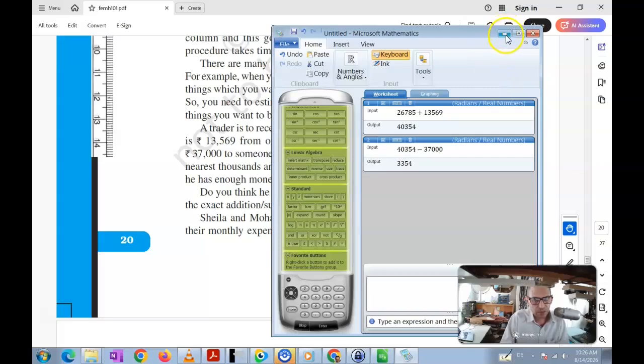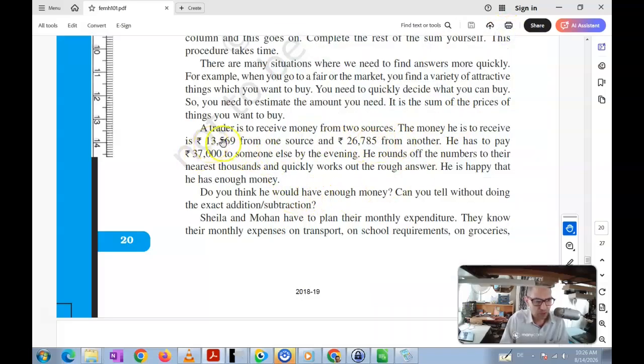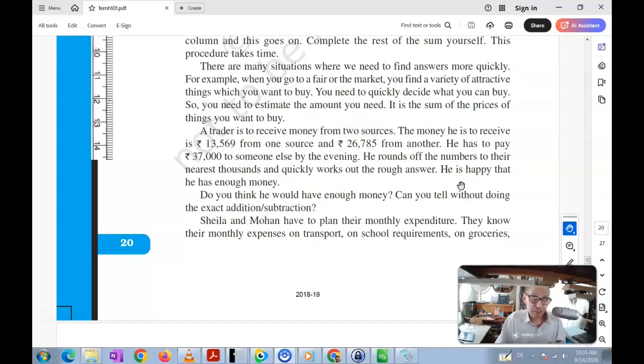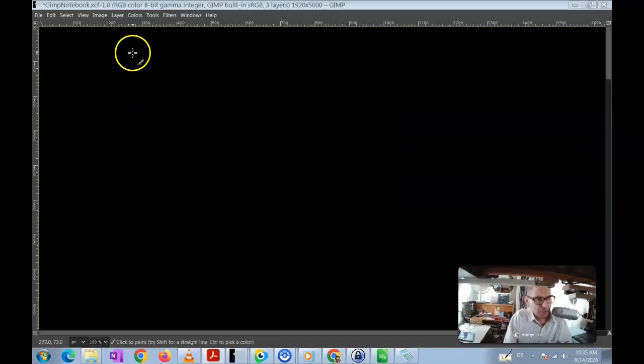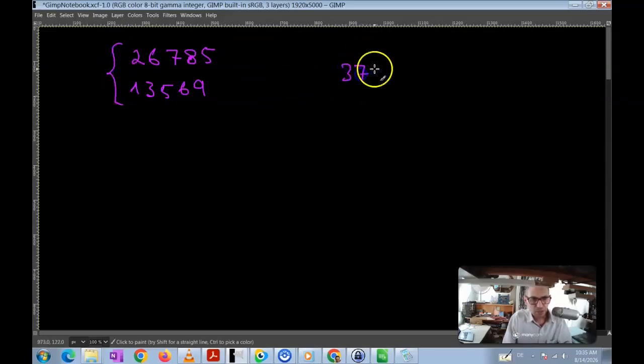Okay, now this calculation I could have done by rounding the numbers as well, but the problem with rounding here is that if you want to round your numbers, then you have to consider many different things before you round your numbers. Meaning that over here I have 26,785, and then I have another 13,569, right? And this is the amount of money that is coming in, and the amount of money that is going out is 37,000, right?